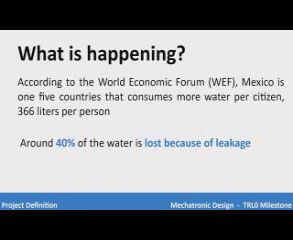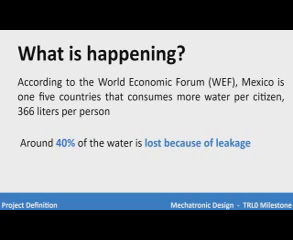According to the World Economic Forum of 2006, Mexico is one of the 5 countries that consumes more water per citizen. In total, it's like 366 liters per person. It is believed that this quantity of liters is higher in the capital, and also it is interesting to know that around 40% of this quantity of water is lost because of leakage.